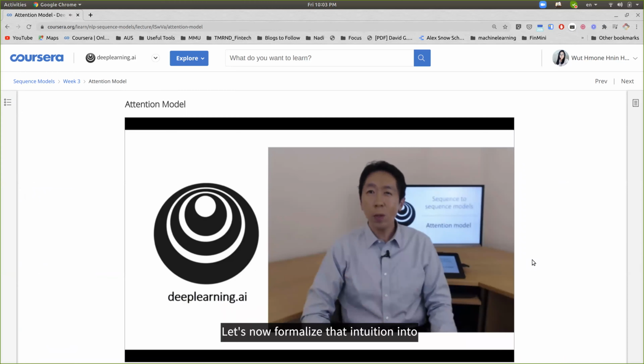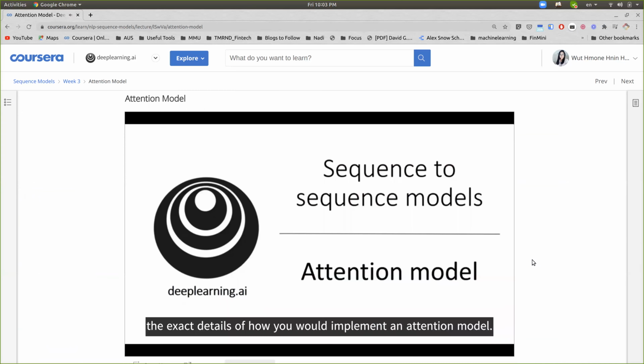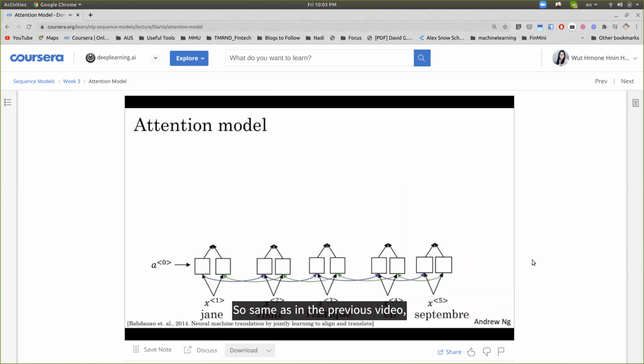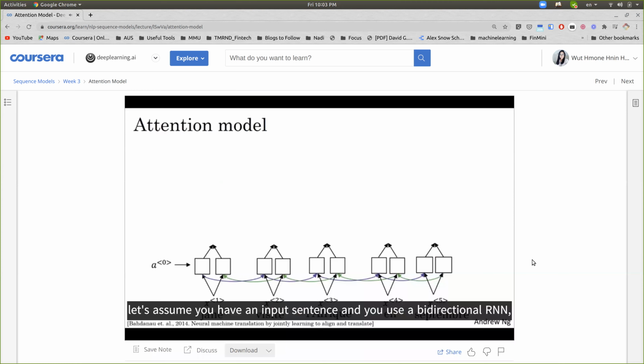Let's now formalize that intuition into the exact details of how you would implement an attention model. So, same as in the previous video, let's assume you have an input sentence and you use a bidirectional RNN or bidirectional GRU or bidirectional LSTM to compute features on every word. In practice, GRUs and LSTMs are often used for this, with maybe LSTMs being more common.